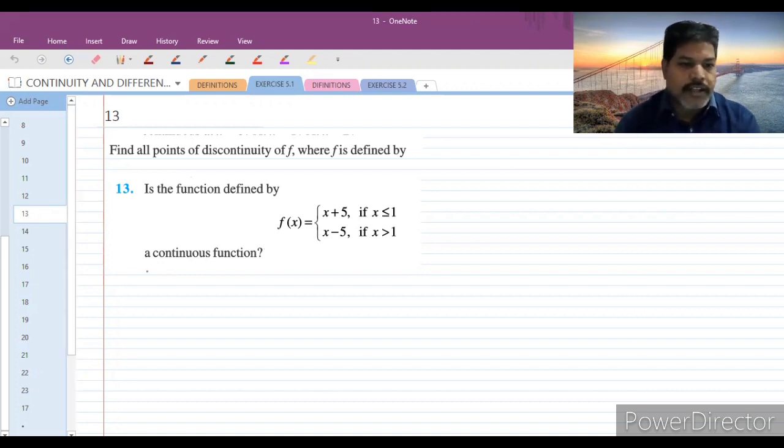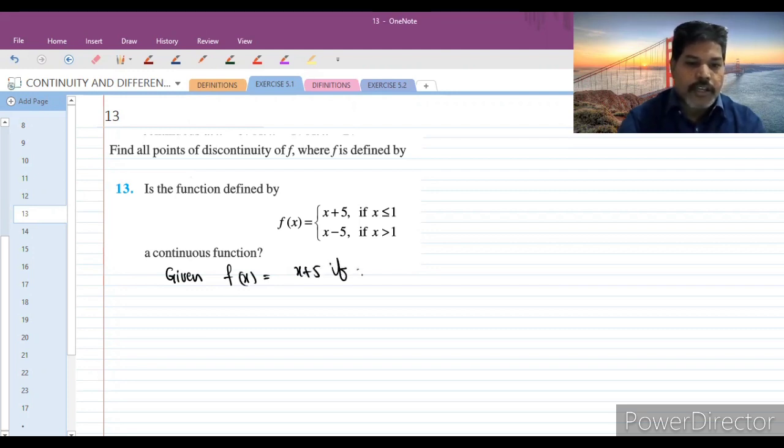First we take the given function. What is the given function? F of x is equal to x plus 5 if x is less than or equal to 1, and x minus 5 if x is greater than 1.